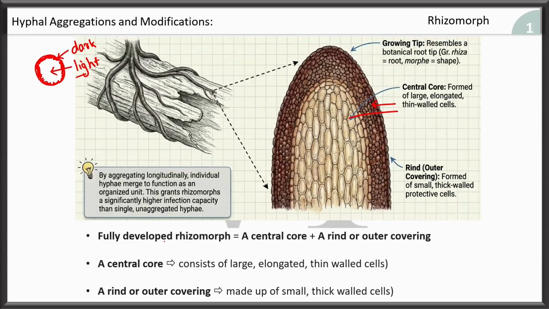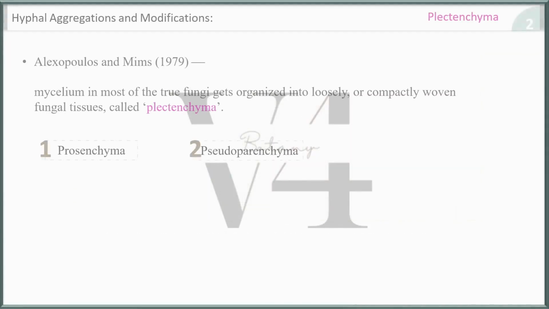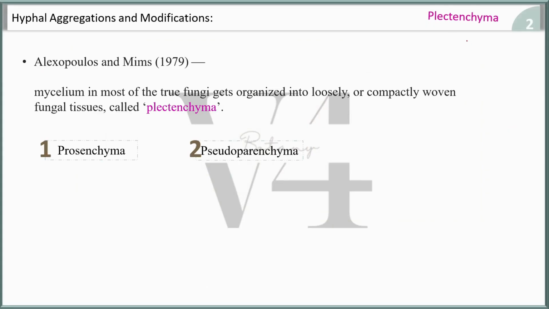So here, a fully developed rhizomorph comprises a central core and a rind or outer covering. The central core comprises large elongated thin walled cells. The rind or outer covering is made up of small thick walled cells. Now the second hyphal aggregation and modification is Plectenchyma.